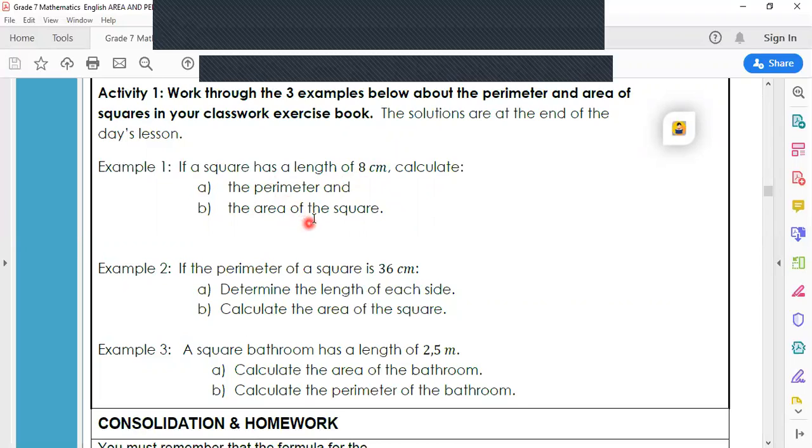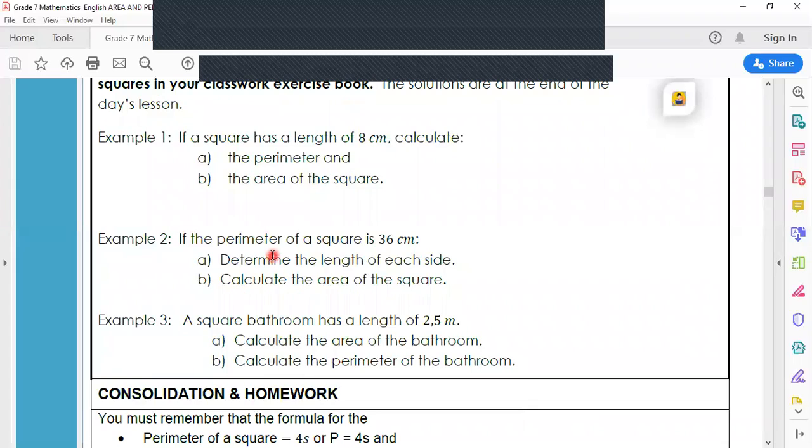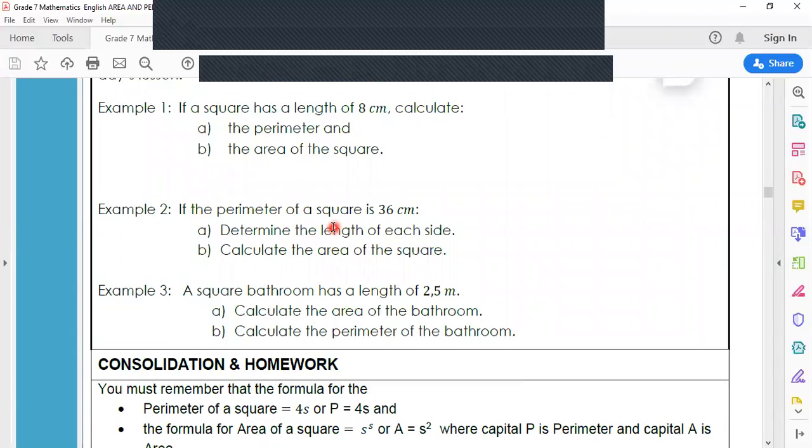Okay, so that would be 64 centimeters squared. And then pretty much this one is a bit different. They're giving you the perimeter now. So they've given you the perimeter of the square, and that is 36. And then what they are doing is they're asking you for the length. So 36 divided by 4 is going to give you the length of each side. Then you're going to calculate the area from that length that you found out.